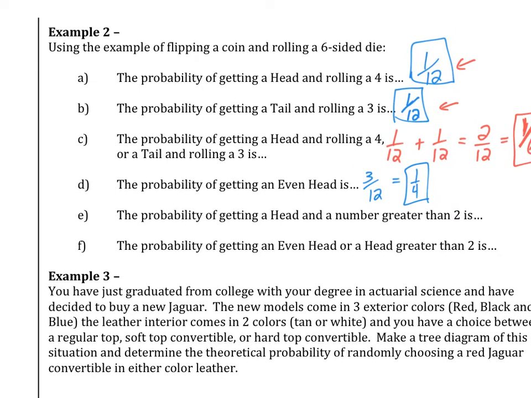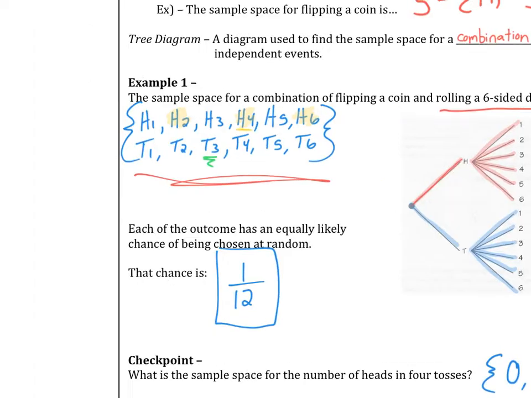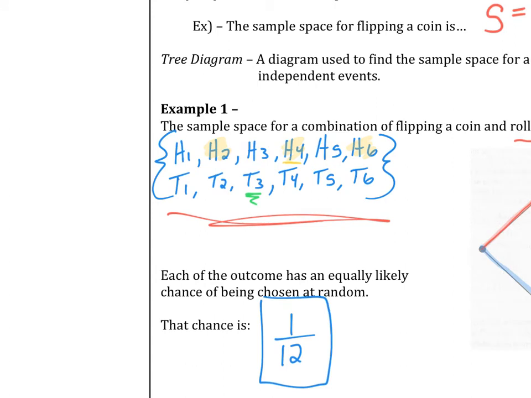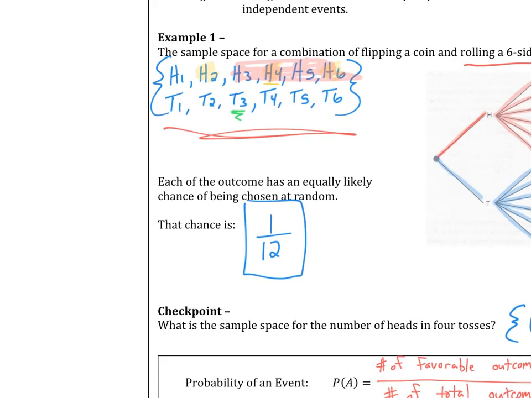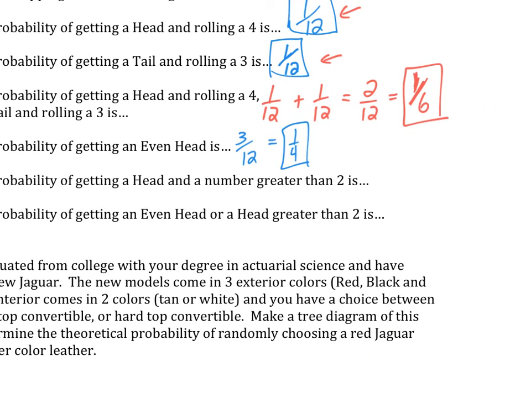Part E. What is the probability of getting a head and a number greater than 2? Okay, I'm going to use a different color. Heads and number greater than 2. So heads in a 1 is not greater than 2. Heads in a 2 is not greater than 2. But heads in a 3, heads in a 4, heads in a 5, and heads in a 6. These four would all work. So that would be 4 possible favorable outcomes. So 4 out of 12. Four out of 12 will reduce down to 1/3.